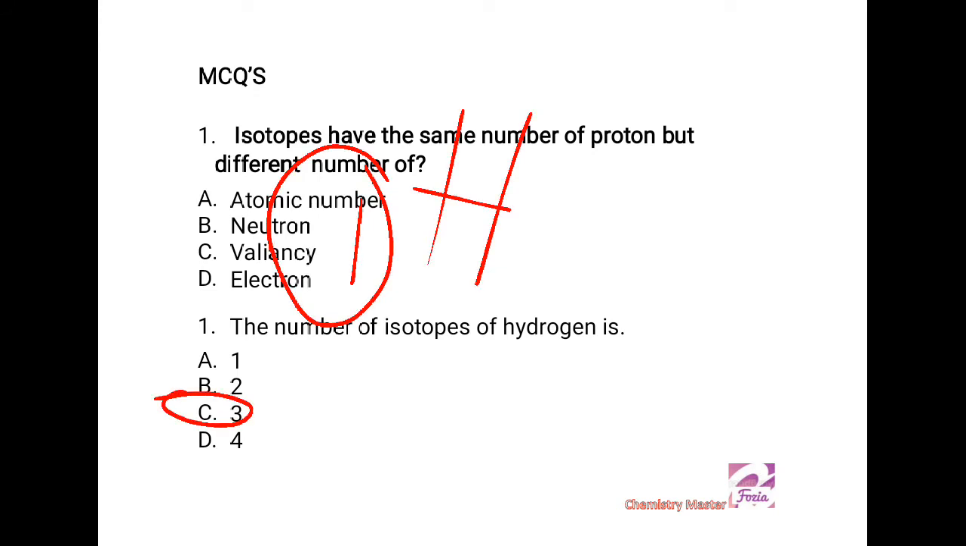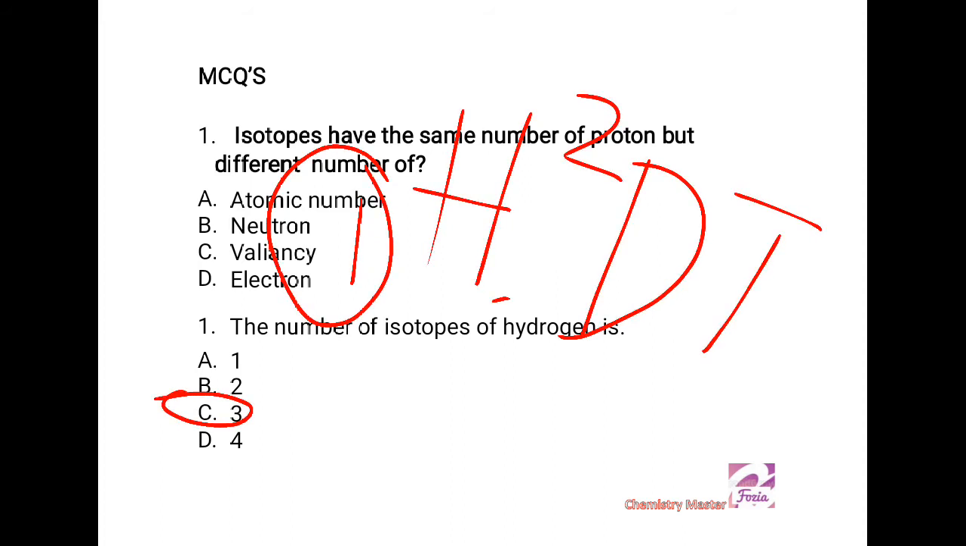Hydrogen or protium. The second isotope is deuterium with mass number 2. The third isotope of hydrogen is tritium with mass number 3. You remember one thing, that all of the isotopes of hydrogen have the same number of protons but different number of neutrons.